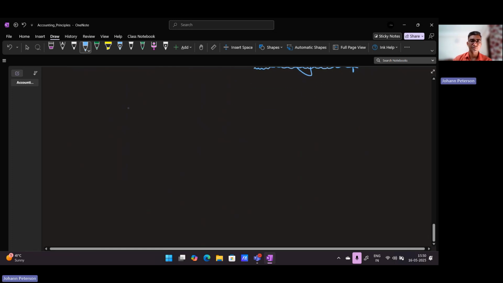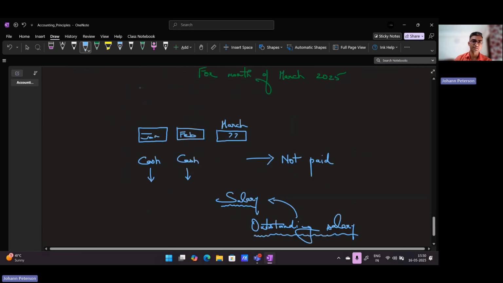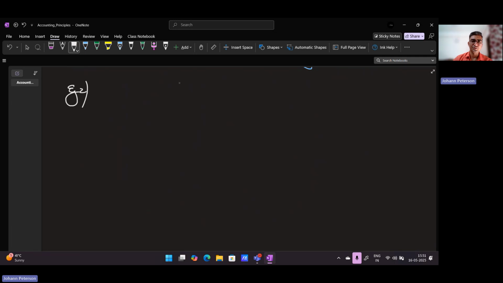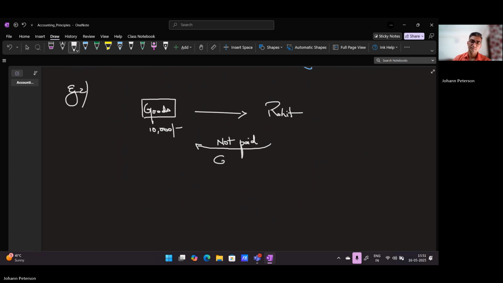Another way of understanding this, let's see that also. That was the first example. Let's see a different example. Let's say we sell goods. Okay, so we have some goods which we have sold. These goods are costing 10,000. I'm selling these goods to Rohit. Rohit is a business person. So he has bought these goods from me. But Rohit has not paid me the money. He has not paid cash.